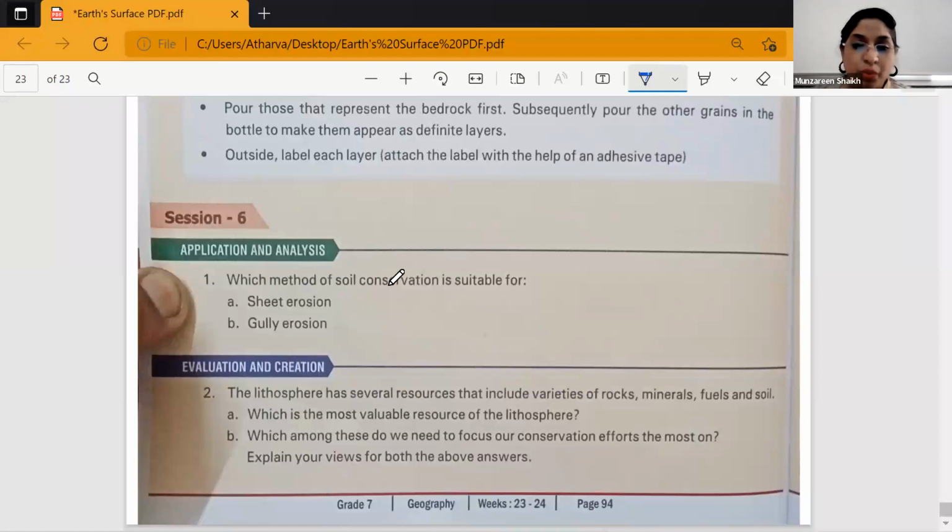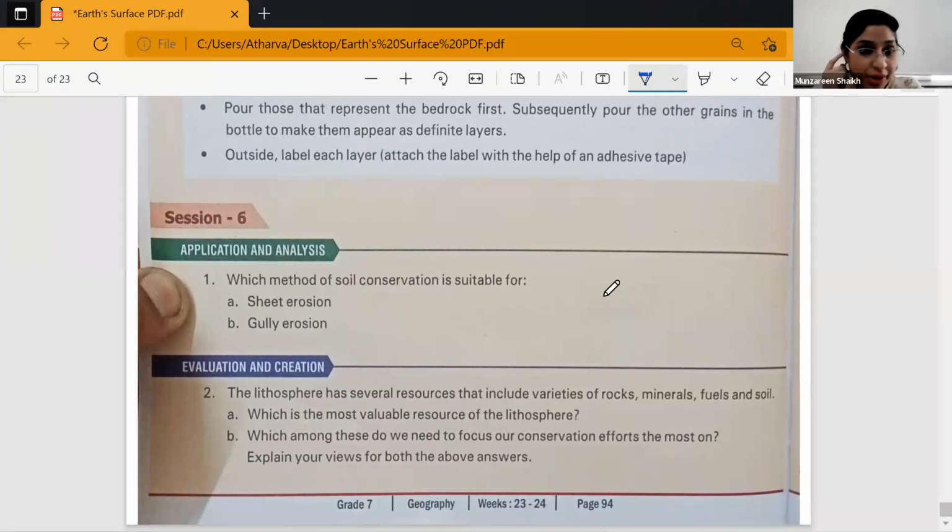Next question. Which method of soil conservation is suitable for number one, sheet erosion? Now we have seen different methods of soil conservation. You'll have to tell me out of all those methods, which method will be suitable? Yes, Mariam. Ma'am, sheet erosion is basically when the water comes. So for protecting against that, we can use terrace farming, because terrace farming is also for protection from water. And we can use crop rotation. These two. Okay, good, very good.